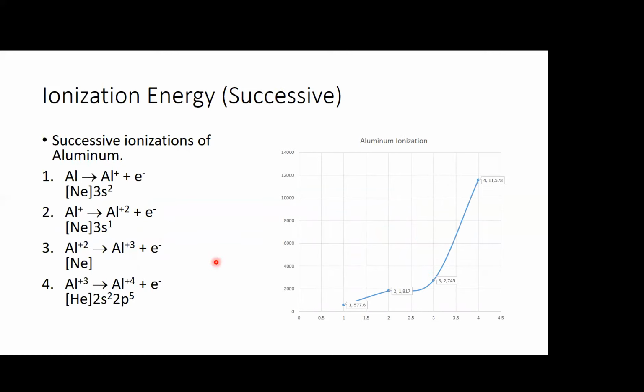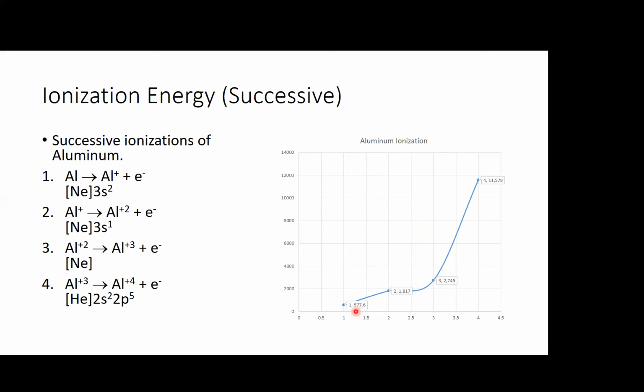And the last thing we talk about with this is what's known as successive ionization energy. So if I have an atom that likes to give off multiple electrons, like aluminum will form a +3 pretty readily, well, how does that work? So when aluminum goes to aluminum plus, it loses 1 electron, this is its new electron configuration, neon 3s2. It costs us 1,577 kilojoules of energy.